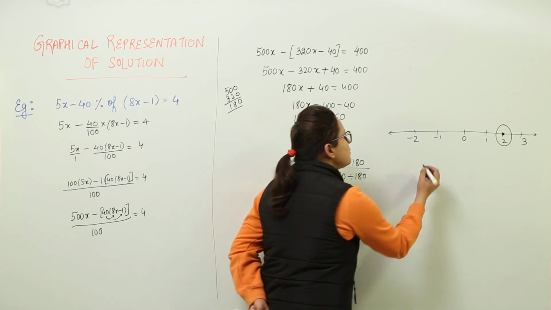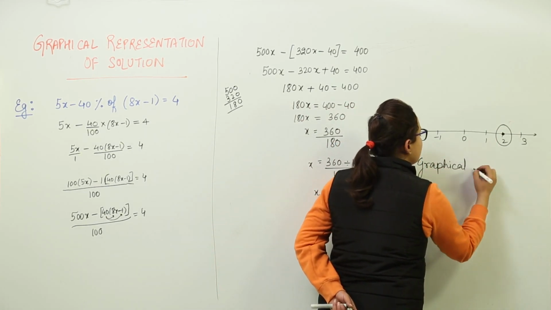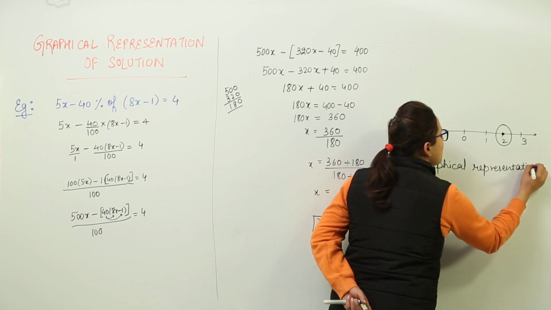So that is all about the graphical representation. It's just that you have to represent it on the number line. So this is the way you can represent your solutions in the form of graphs.